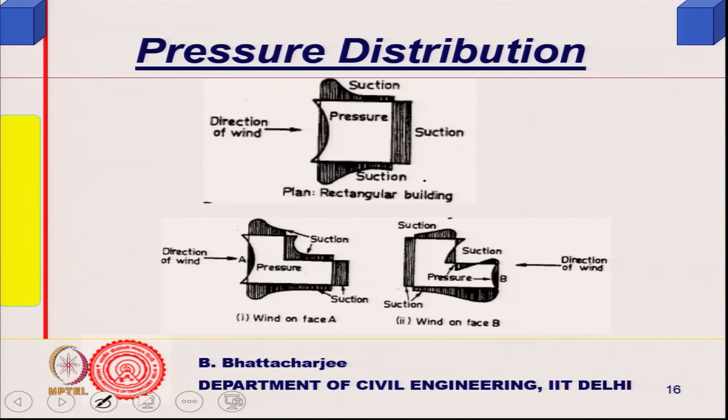This is for an L-shaped building. For normal wind, the suction is somewhere there, and if the wind direction is 45 degrees, depending upon the wind direction, you will have excess pressure here and some pressure here, then suction, and so on. So that is how one will have it, with wind on face B and A shown separately.